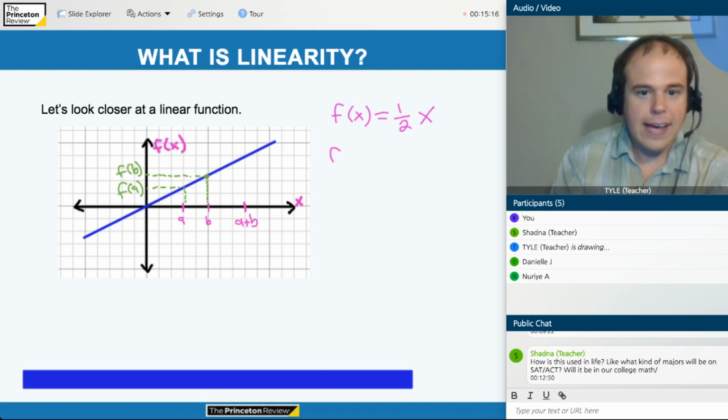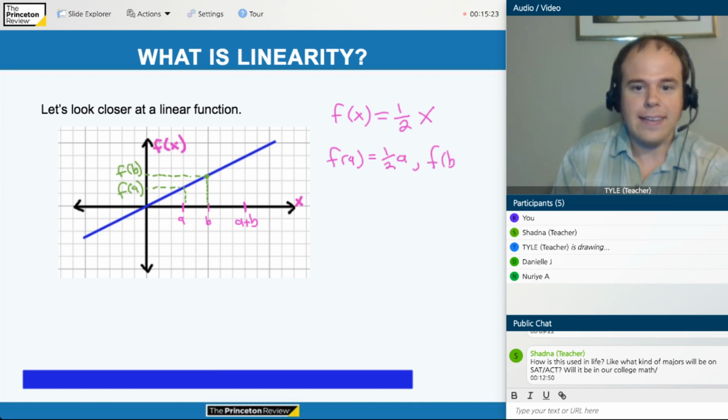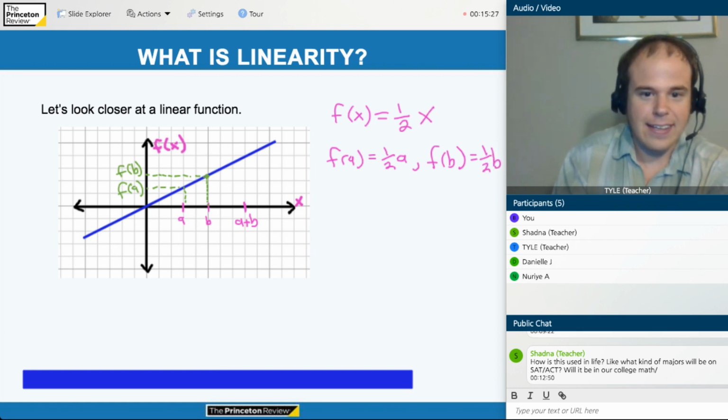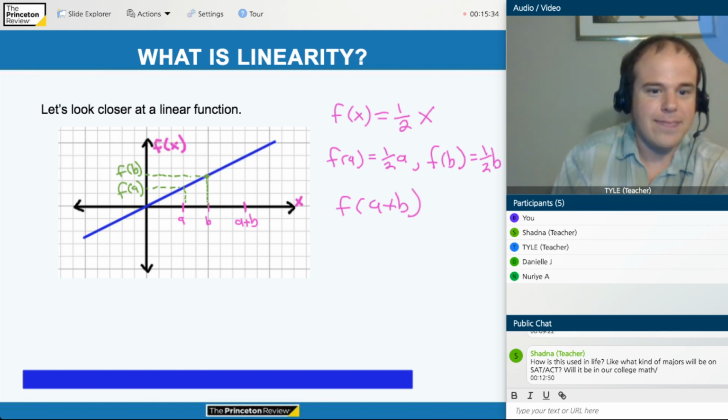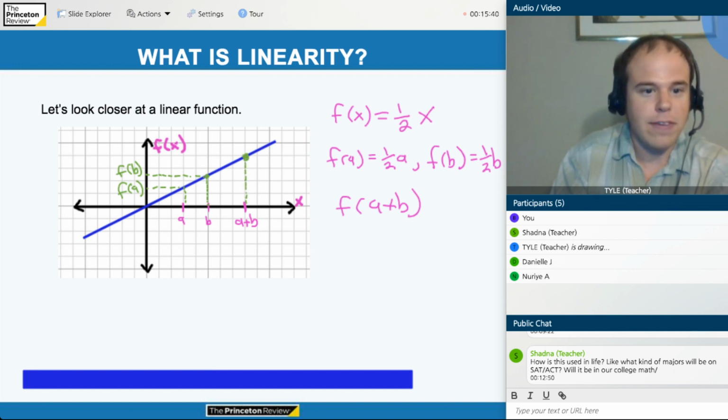So that means that f of a equals 1/2 of a. F of b would similarly be 1/2 b. Okay, f of a plus b, let's think about that. I haven't drawn that one yet. So I take the value a plus b, I go up to my function line, and I see what value the function has, which is represented on the y-axis, when x equals a plus b.